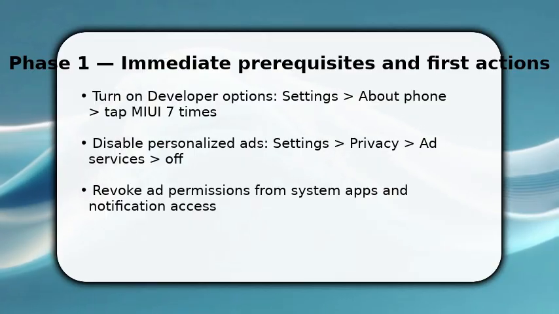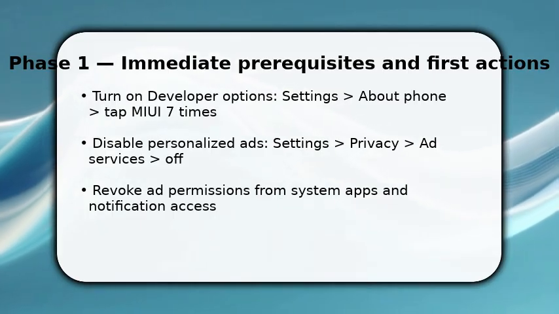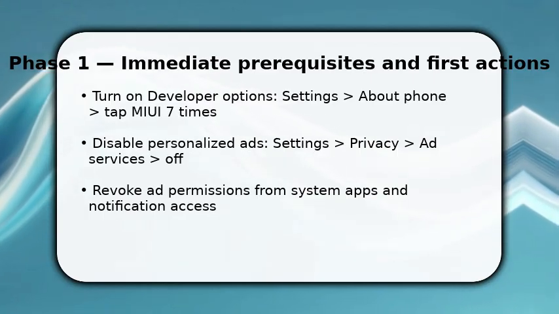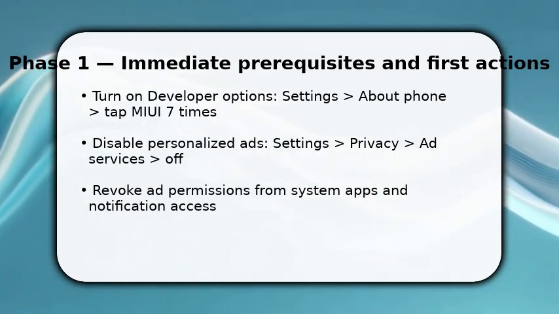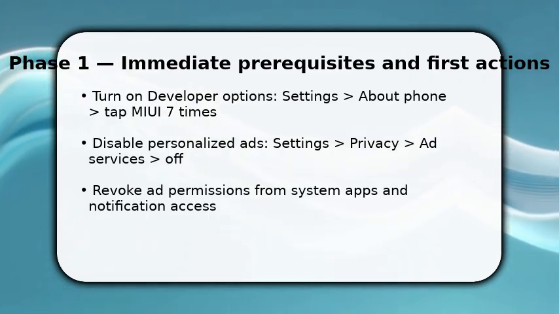You start by cutting the low-hanging fruit. Open Settings, go to Privacy and turn off ad services so the system stops tracking for targeted ads. Once done, enable developer options to access more controls. This gives you immediate access to app visibility and background limits.